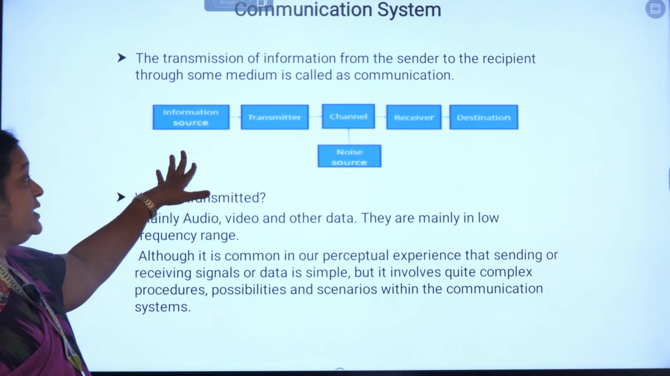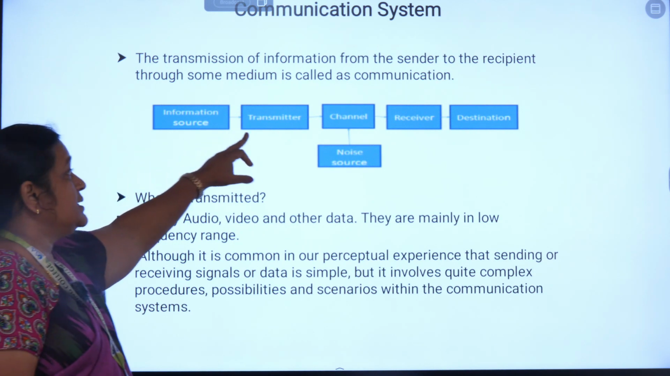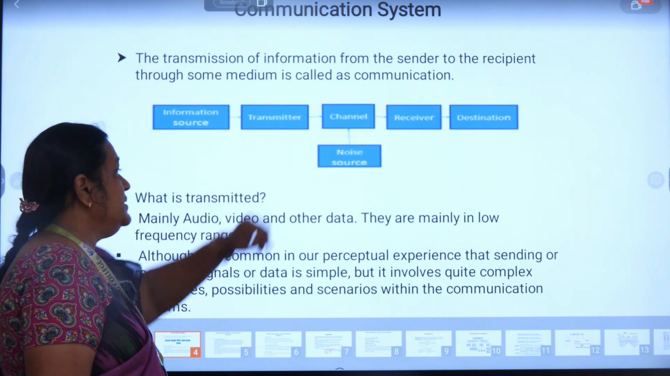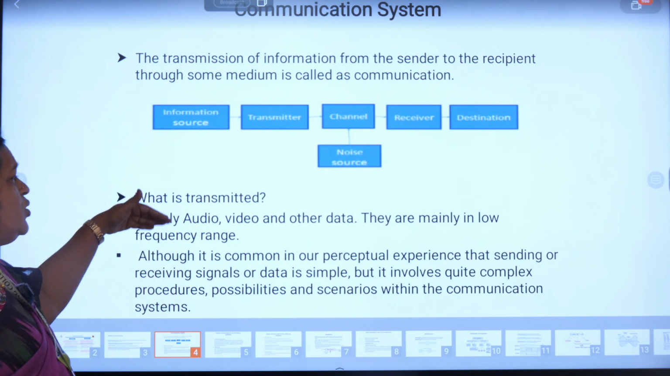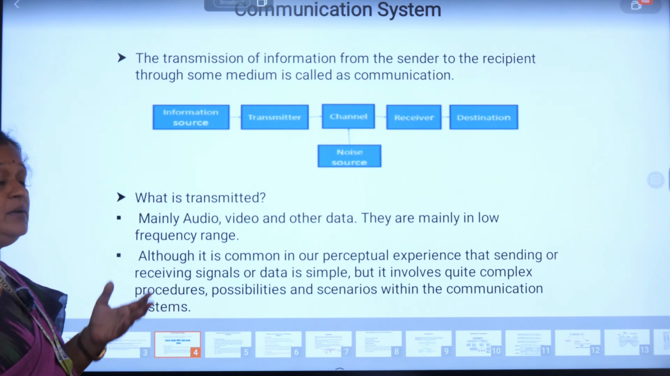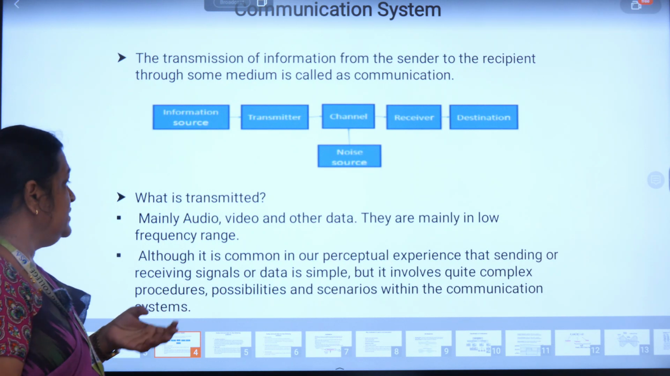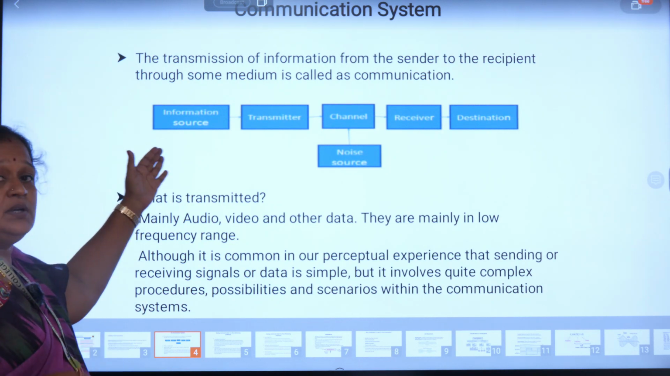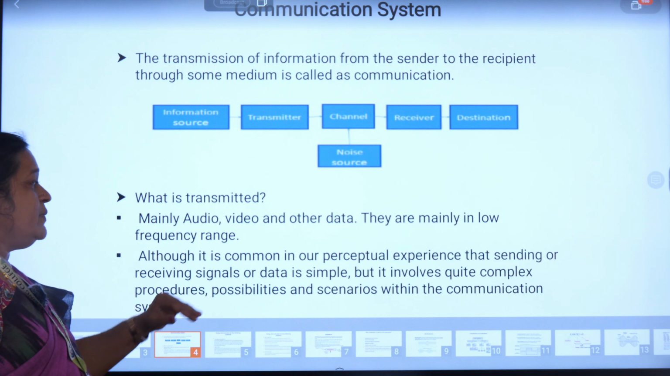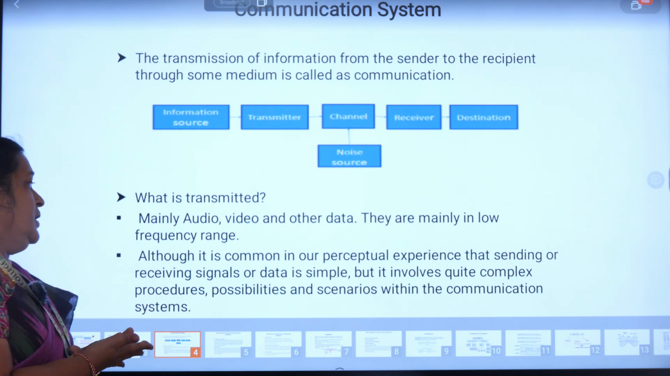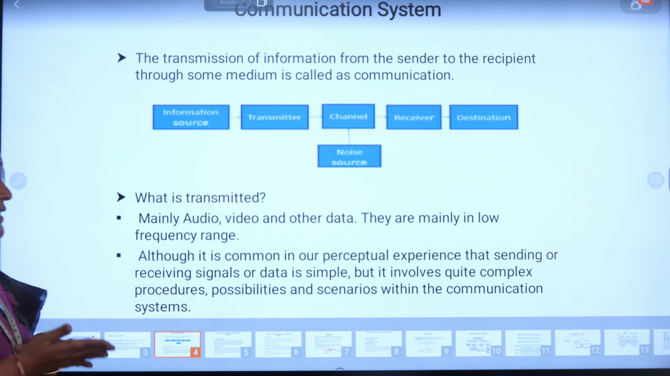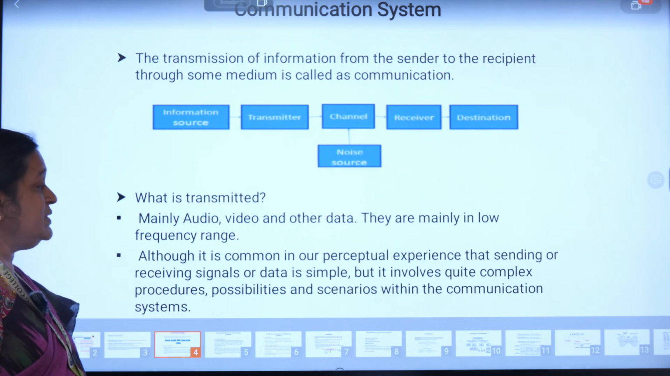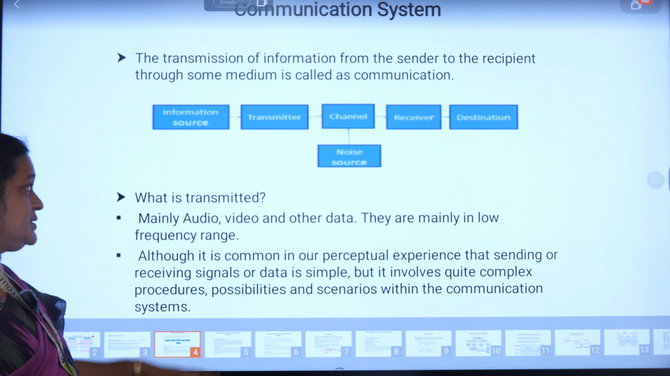So the elements of a communication system are information source, transmitter, channel, receiver, destination and noise. Noise is added in the channel. What is to be transmitted? Mainly audio, video or any other data that is in the low frequency range. That should be transmitted through the communication channel. Although it is common in our experience that sending or receiving signals or data is simple, it involves quite complex procedures, possibilities and scenarios within communication systems.